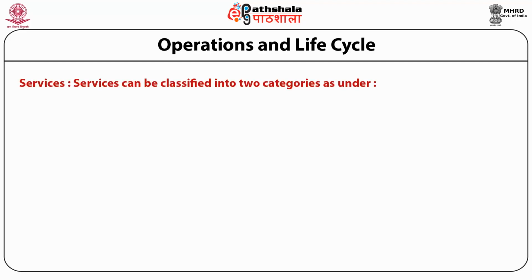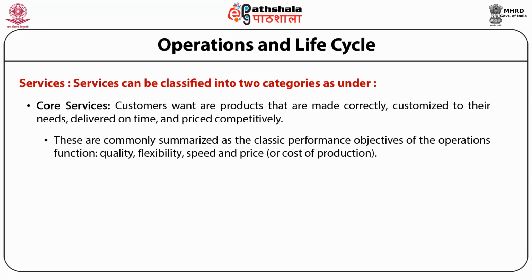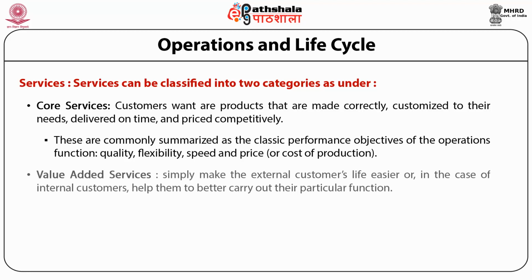Service can be classified into two categories: core services and value added services. Core services: customer wants our products that are made correctly, customized to their need, delivered on time, and priced competitively. These are commonly summarized as classical performance objectives of the operational function. Carries following properties: quality, flexibility, speed and price, and cost of production. Value added services simply make the external customer's life easier, or in the case of internal customer, help them to better carry out their particular function.